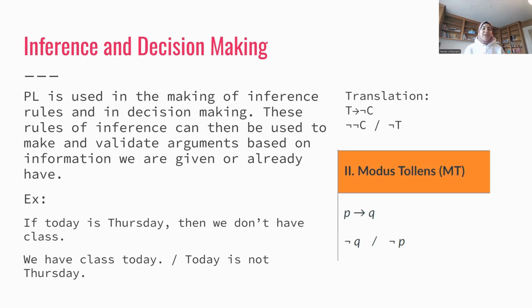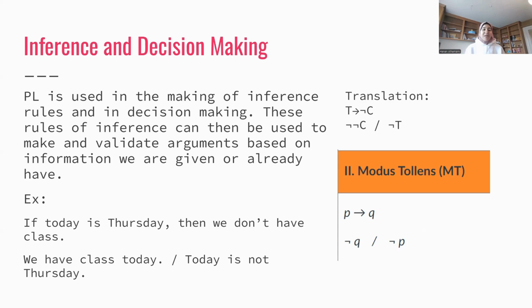Thank you. Okay, now in inference and decision making, PL is used in the making of inference rules, which are the ones I showed you earlier, and in decision making. They can be used to make and validate arguments based on the information that we already have.